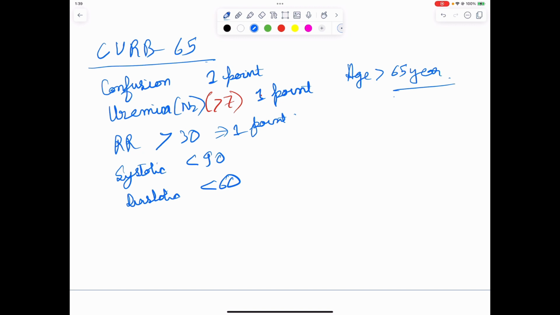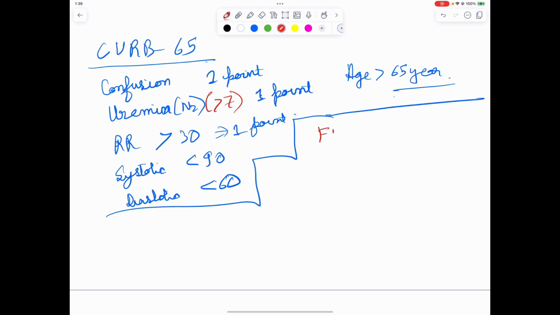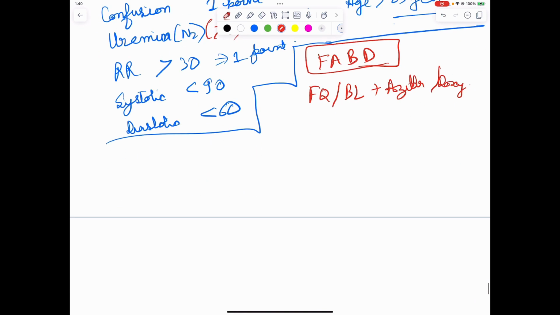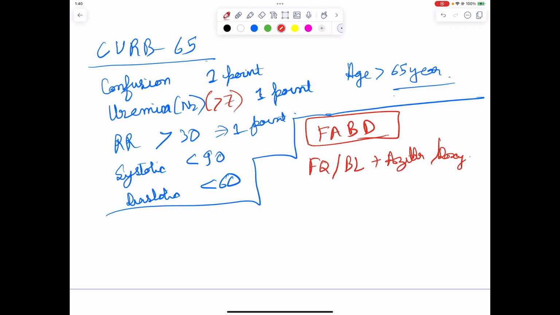So what will be the treatment? The treatment can be amoxicillin, macrolides, doxycycline. For treatment, just remember our mnemonic, FAB-D. It contains all the antibiotics. Either you give fluoroquinolones or beta-lactam plus azithromycin or doxycycline. These are the drugs that you are responsible for giving in pneumonia, and sometimes you give erythromycin also.